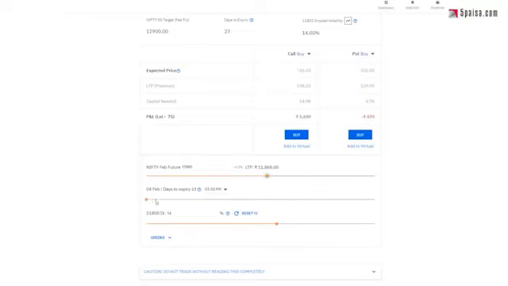What happens when days to expiry increases? Put options and call options both lose money with each passing day. How about IV? Both call option and put option make money when IV increases. Both of them lose money when IV decreases. So these are the three key variables of option trading, and this is how this works.